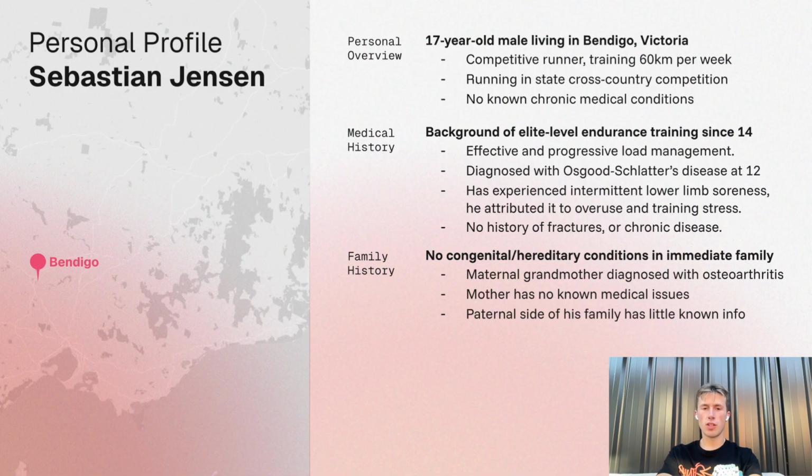Sebastian is a 172 centimetre tall, 17-year-old distance runner from Bendigo, Victoria. He's currently running 60 kilometres per week and competing at a state level in cross country next month. Over the past 6 months, he's reported intermittent lower limb soreness after activity, which he has attributed to training stress or an Osgood-Schlatter's flare-up after he had it at 12. His training load, injury history, and age are important context as they influence symptom perception and diagnostic delay.